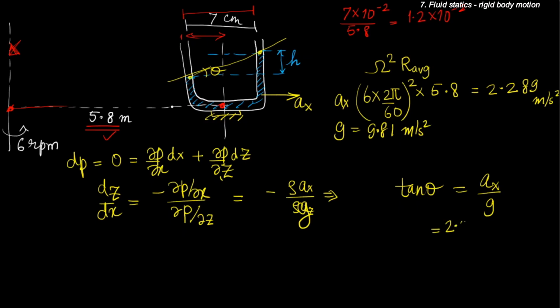It is very easy to find this out. So tan theta in this case will be 2.289 divided by 9.81, and this tan theta will be equal to the height of the column divided by the gap, which is 7 centimeter. So this implies the height will be equal to 2.289 divided by 9.81 times 7, which is 1.63 centimeter.